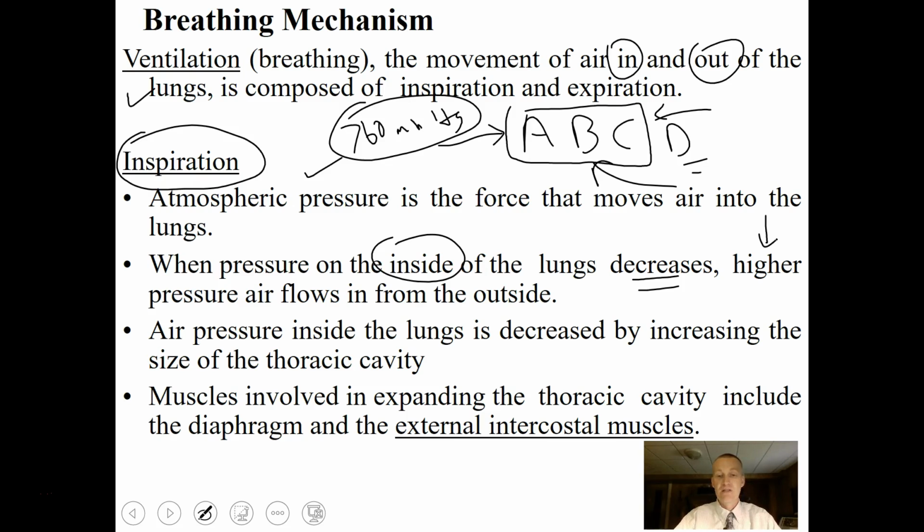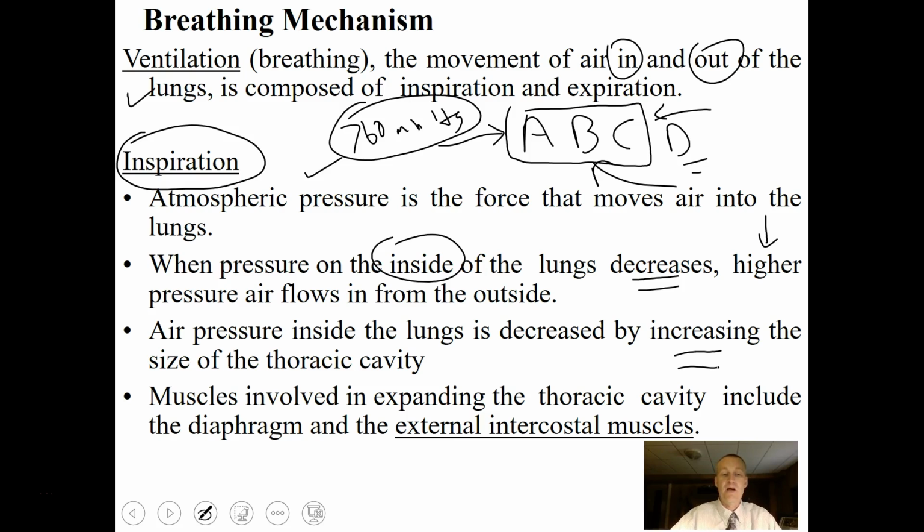If I increase the pressure inside my lungs and it's higher than 760 millimeters of mercury, air will actually flow out of the lungs. So how can you decrease the air pressure inside of your lungs? Well, you can decrease the pressure inside your lungs by increasing the size of your chest cavity. So if you just take a deep breath in, what you're doing is increasing the size of your thoracic cavity and increasing the size of your lungs, and it's decreasing the pressure inside of your lungs and air's flowing in.